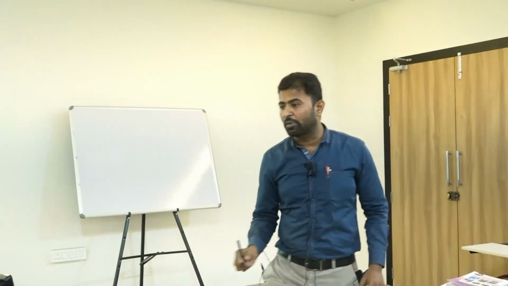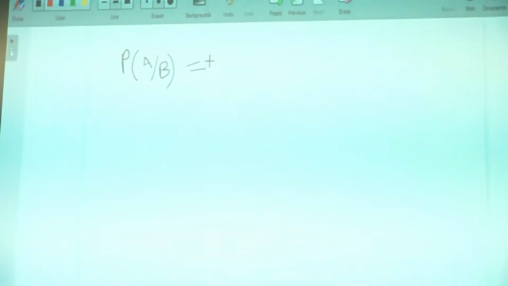Okay. Now we'll come to conditional probabilities. After covering all these, I'll give you some MCQs. Okay, conditional probabilities. What does this mean? P of A by B.